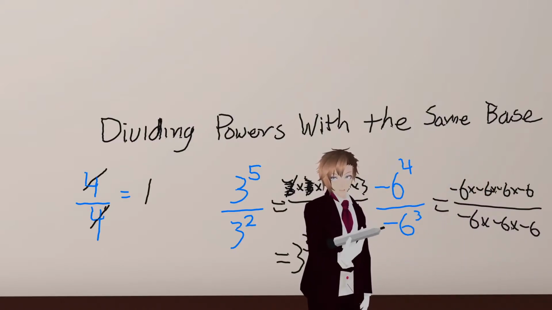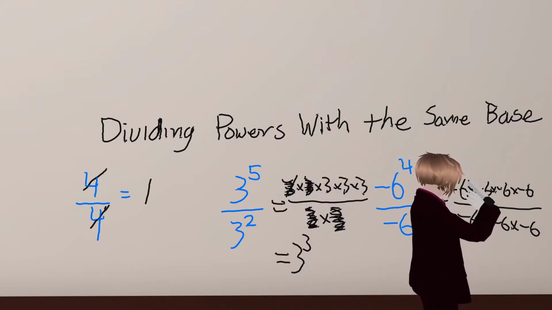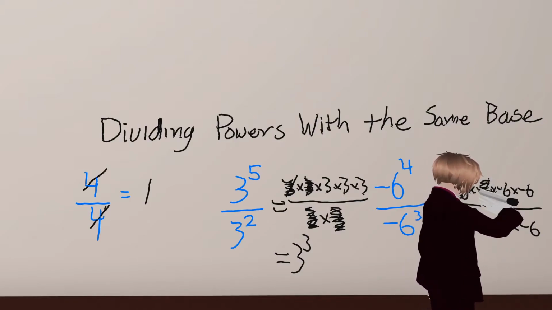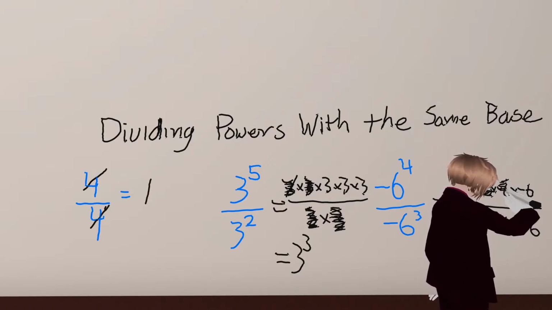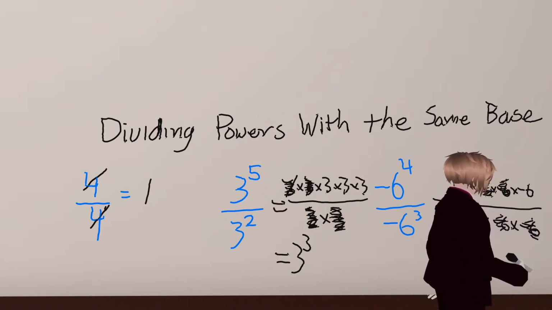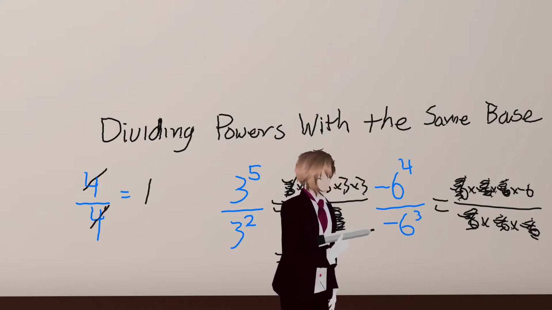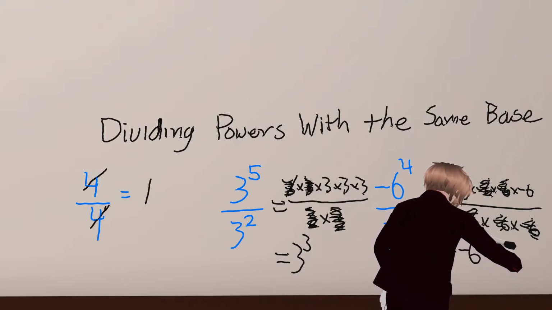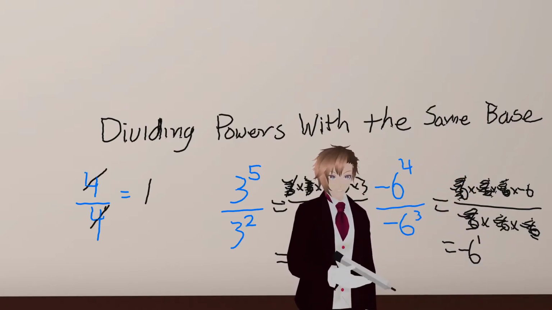So we're going to cancel them out just like what we did before. So we have a 6 on the top and a 6 on the bottom. We're going to get rid of that 6 and that 6. We're going to get rid of that 6 and that 6. More specifically, we're getting rid of that negative 6 and that negative 6. So all we're left with is 1 negative 6 on the top. And we would write that as just negative 6 to the power of 1, because there's only 1 negative 6 left.